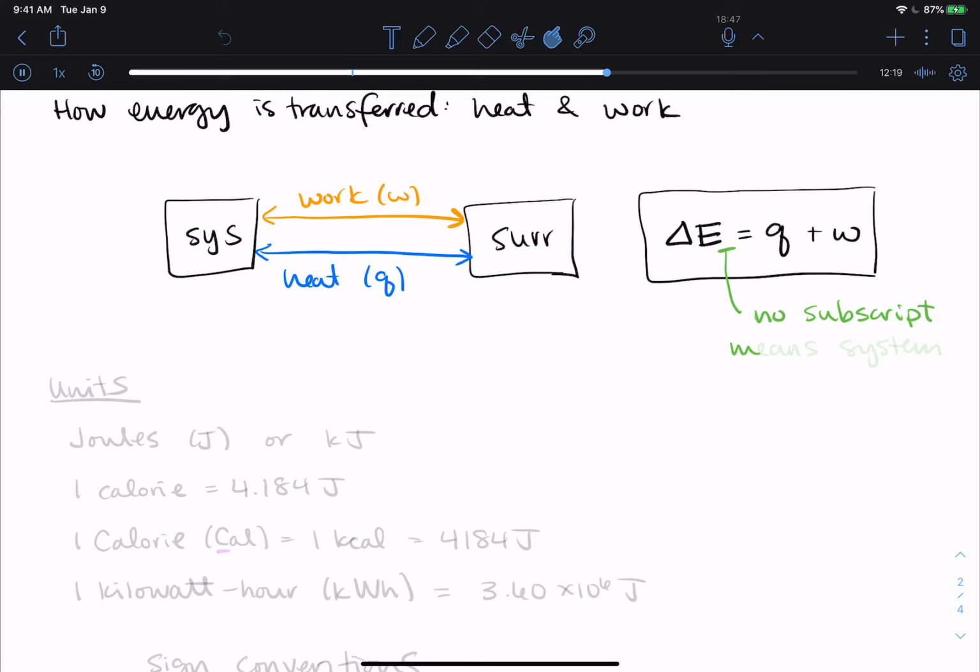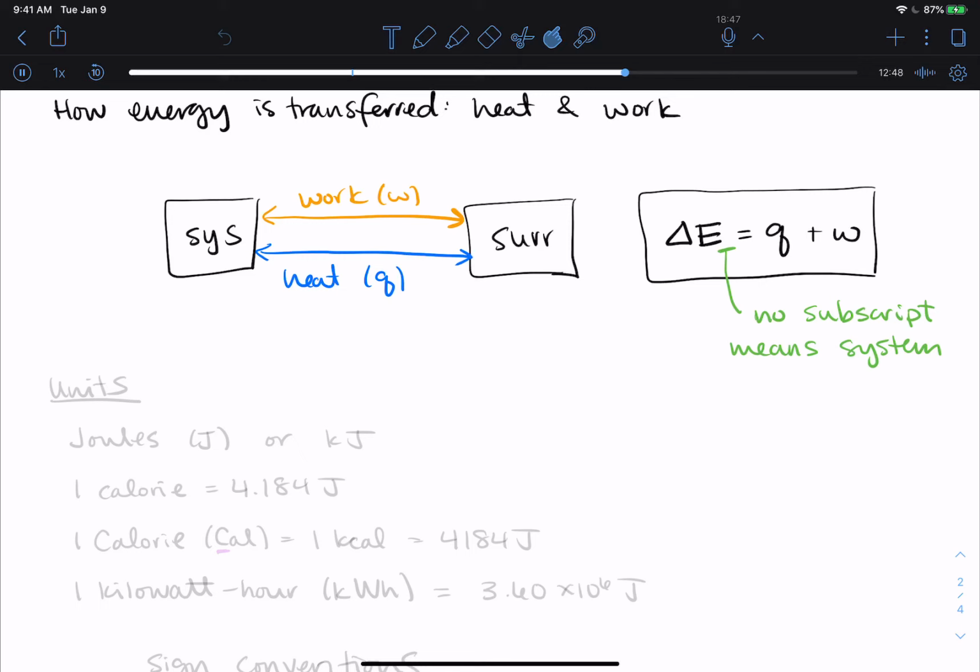But what we mean by this is the system. So we are just focusing on what's happening to the system and looking at the heat and work that are being done on or by the system. And we could very easily turn around and take that for the surroundings as long as we take the opposite sign. But when you see this specific equation, it is for the system.